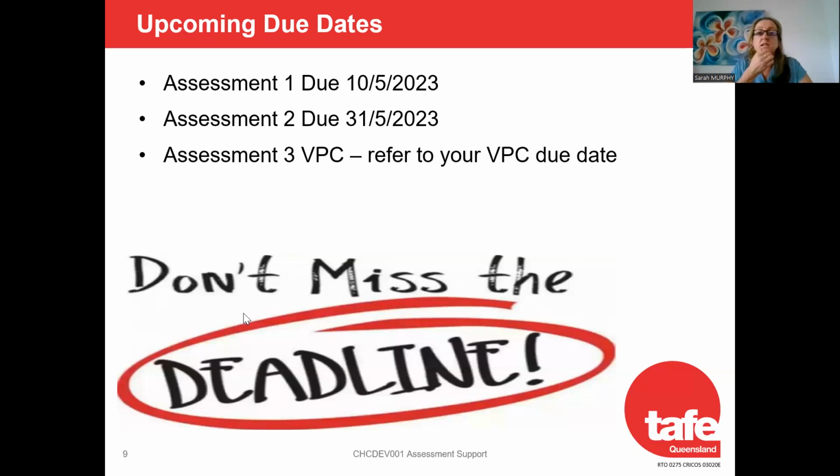And assessment 3, I think, is your workplace, yes, it's a vocational placement workplace journal. So that will depend on when you started, and we'll discuss that further. It's 16 months from when you began, but that'll be different for everybody.